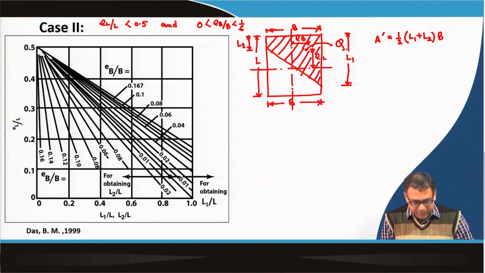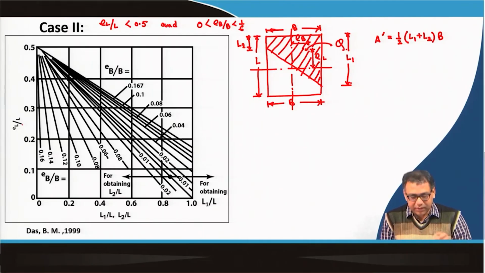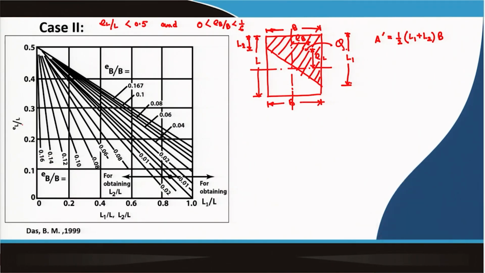This value is given, and then we have to calculate E B by B, because E B by B is in between 0 to 1 by 6. 1 by 6 is roughly 0.167, so this is given from 0.01 to 0.167. Now the x axis is given as L 1 by L or L 2 by L, so I will get the ratio L 1 by L and L 2 by L.